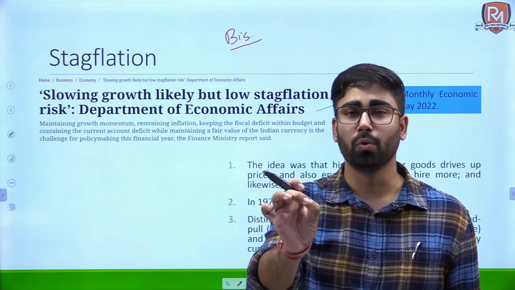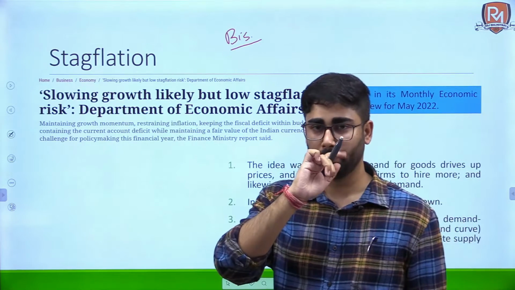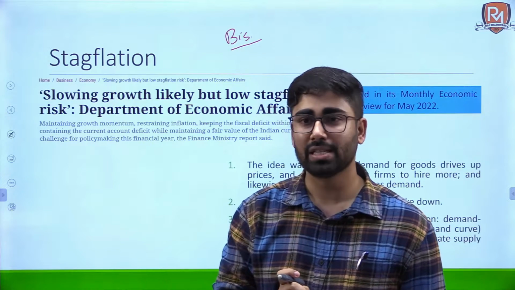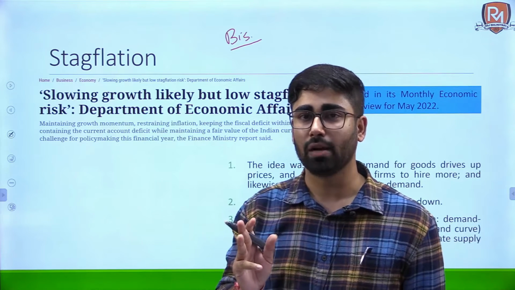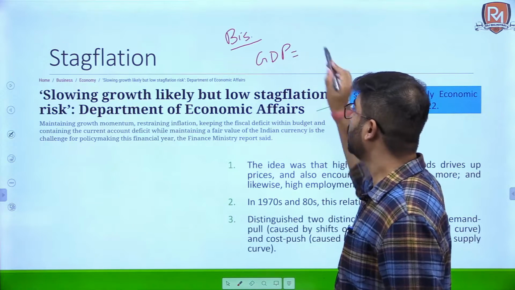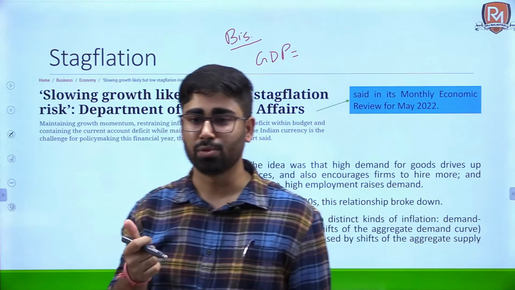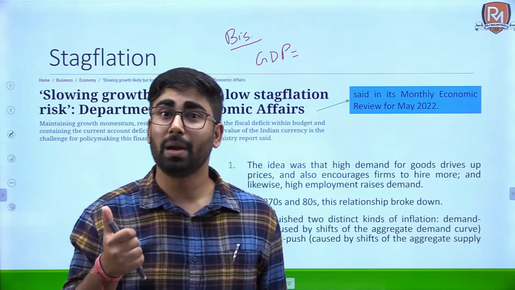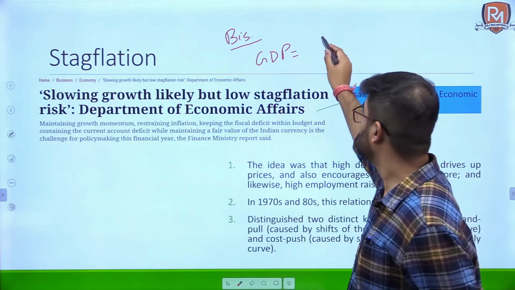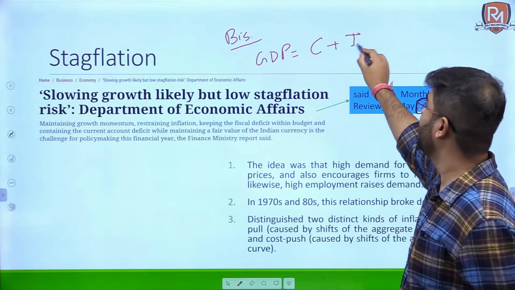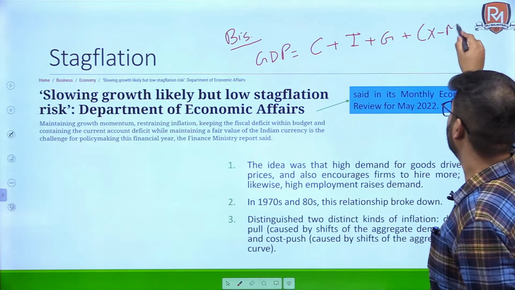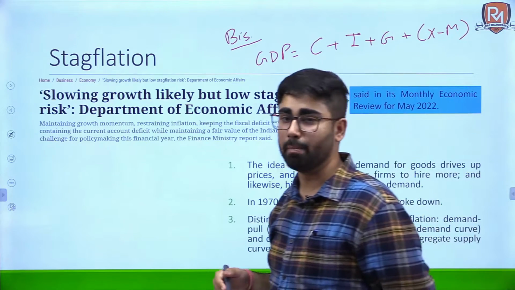Now, how many of you know the formula of GDP? What is the formula of GDP? There are three ways to calculate GDP, but one of the most popular ways is the summation of consumption plus investment plus government expenditure plus net exports. Do you know this formula? C, consumption, plus investment, plus government expenditure, plus net exports. Net exports means exports minus imports.